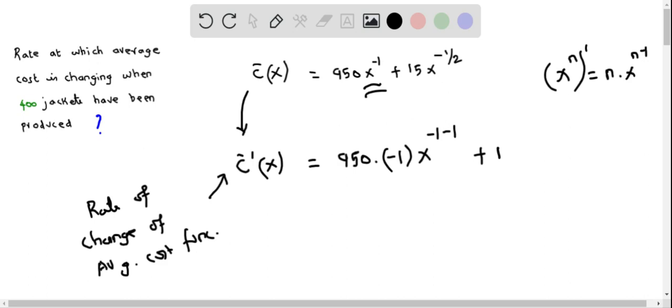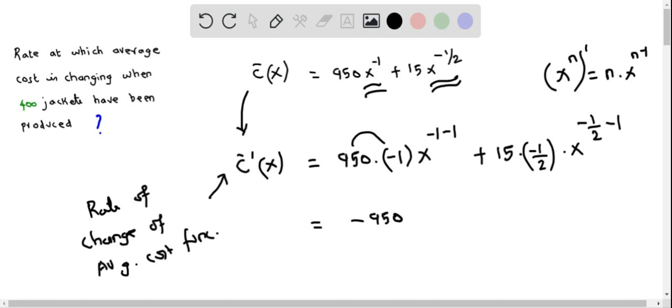Now let's do the same thing for finding the derivative of x raised to the power of negative half. So I put this negative half in front and then raise x to the power of negative 1 by 2 and then minus 1. We can simplify this further. So I can put this as 950 times negative 1, which is negative 950, and this is x raised to the power of negative 1.